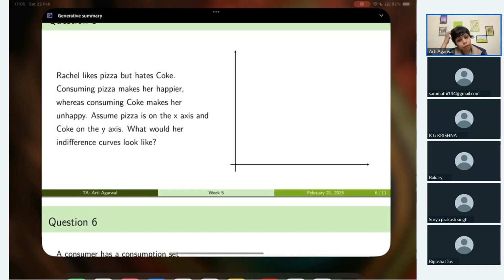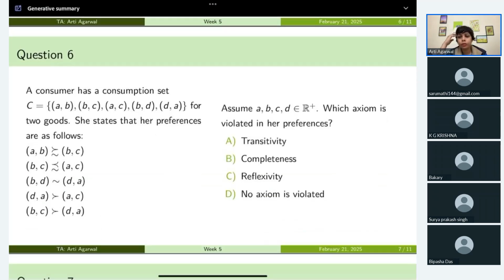Okay, now the next question is sort of similar to the first question, in which you are told that a consumer has a consumption set like so for two goods. You have A, B, C, D belonging to the real positive number set, and the preferences she has are as below. So this is, like I said, a slightly more complex variation of the previous question.